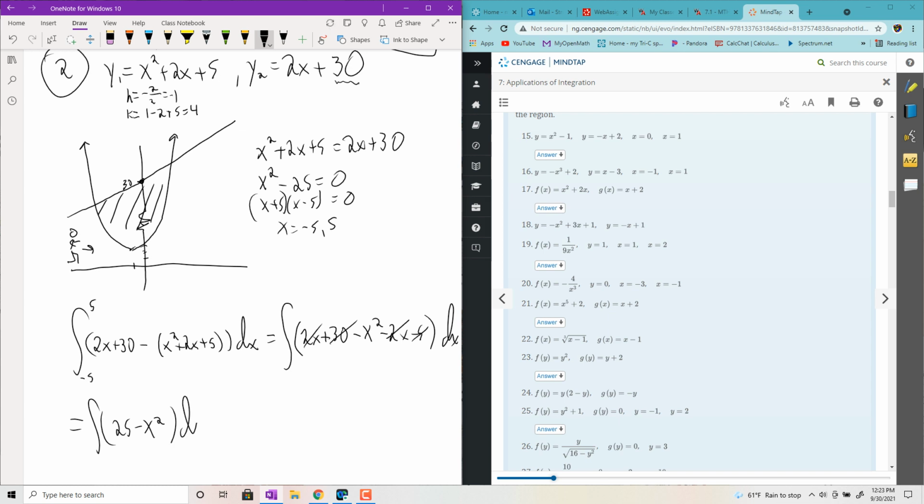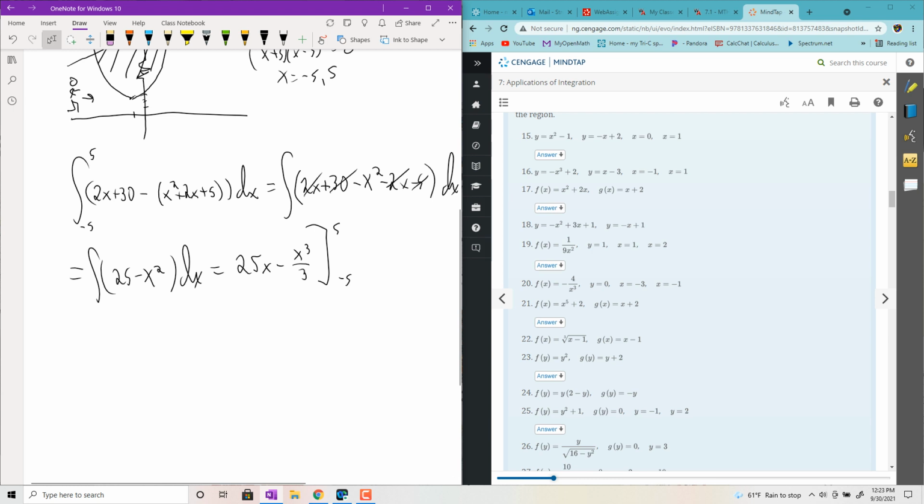And then you can integrate, so you get 25x minus x cubed over 3 from negative 5 to 5. And there you're starting to see it, right? This is going to be annoying. 25 times 5 is 125. You might need a calculator, right?